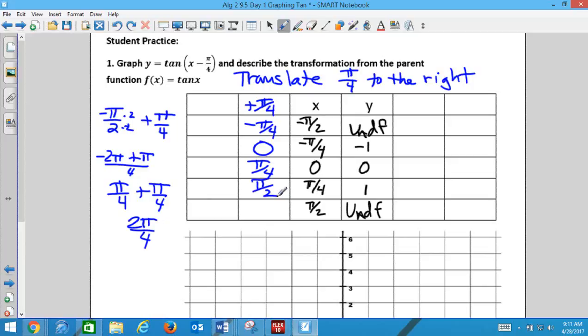And then pi over 2 plus pi over 4. That's like half plus another quarter, 75 cents. No? I'll leave you on that one. Half a dollar plus another quarter, 75 cents. It's 3/4, 3 pi over 4. Or you can just find a common denominator.